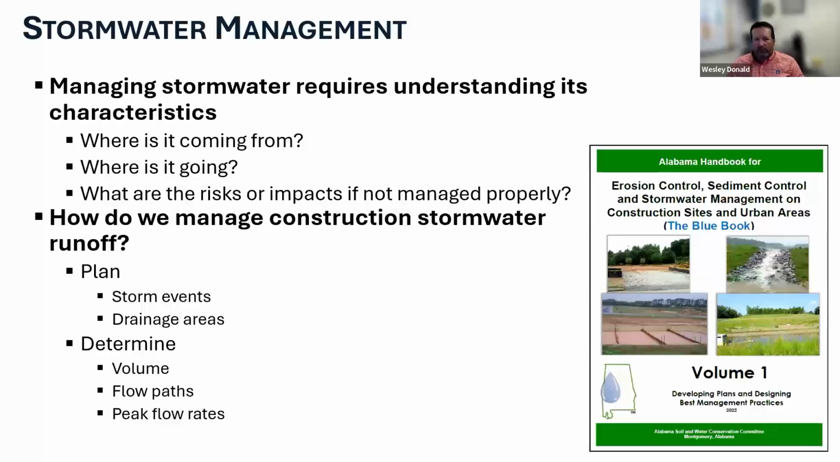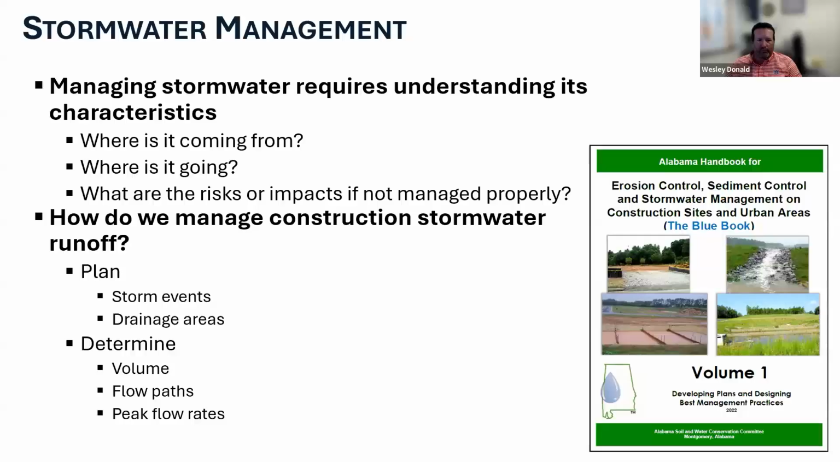So managing stormwater is going to require an understanding of its characteristics. Where is it coming from? Is it coming from the land itself that we're working on? Is it coming from somewhere else onto the land that we're working on? Where is it going? What are the impacts and the risks associated if it's not properly managed? These are things that you think about as you're considering how to design and manage it and oversee a construction project. But again, management is planning.